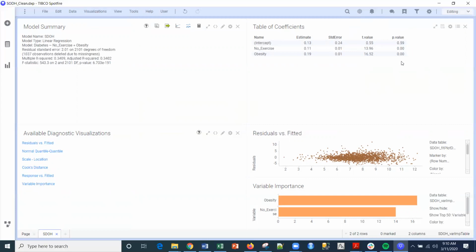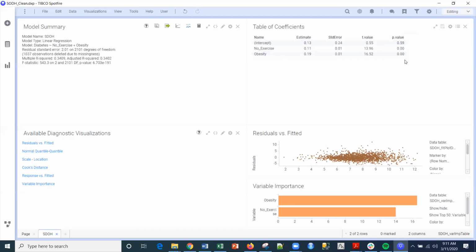And so without getting too deep into that, that's the probability that the null is true, which is very low for no exercise. It's very low for obesity. So we would reject the null, and we would say that no exercise contributes to the model statistically, as well as obesity. Interestingly enough, if we test at 0.05, which is typical, the intercept is not significant. So that's very interesting.